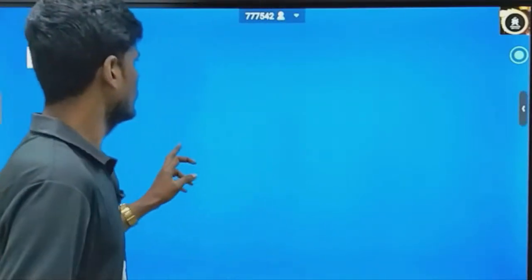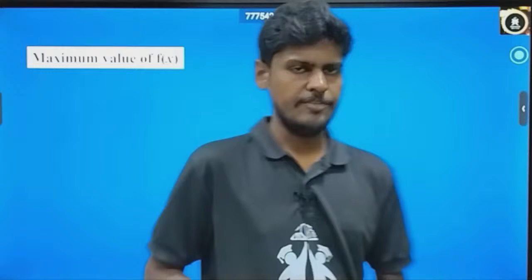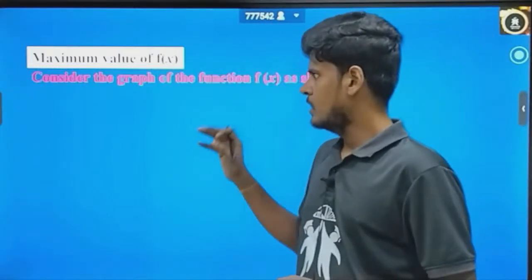Until now we have discussed what a derivative is as a rate measure and then monotonicity. Now what we need to see in this topic, maxima or minima, which the word itself means, is the maximum and minimum values of a function. That is the simplest understanding of this topic. At what point the function becomes maximum and at what point the function becomes minimum. So maximum value of f of x, that is maxima.